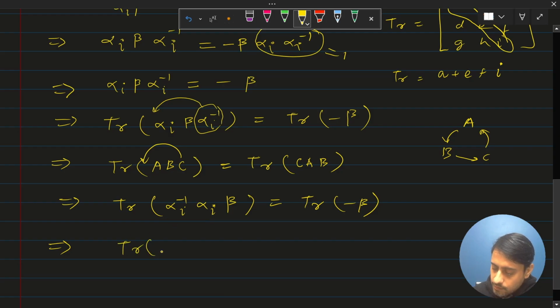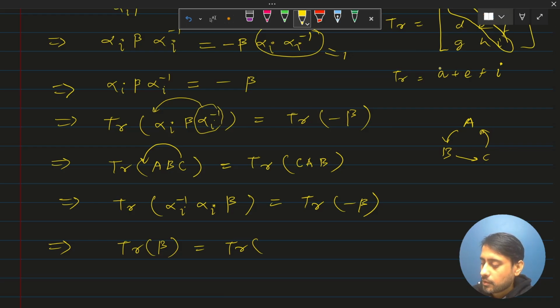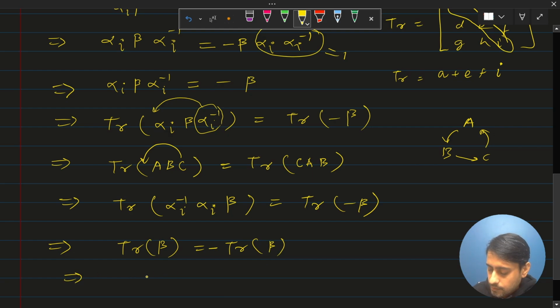So simply trace of beta will be equal to trace of negative of beta, but you know that negative of beta will put a minus sign on every term, and if there is a minus sign on each of the terms you can take it out. So in that manner we can write it as trace beta. Then we can simply write that twice of trace beta will be 0, or simply trace of beta is 0.